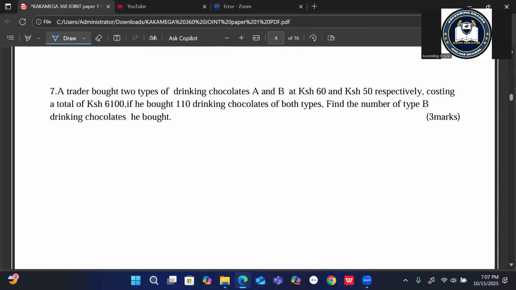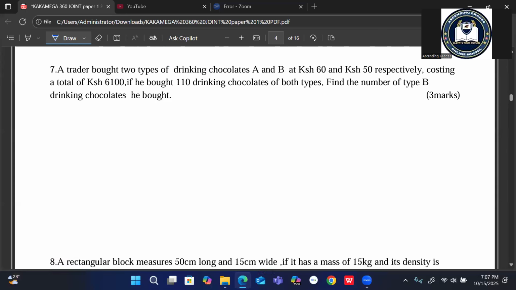It says that a trader bought 2 types of drinking chocolates, type A and B, at 60 Kenya shillings and 50 Kenya shillings respectively, costing a total of 6,100 Kenya shillings. If he bought 110 drinking chocolates of both types, find the number of type B drinking chocolates he bought.